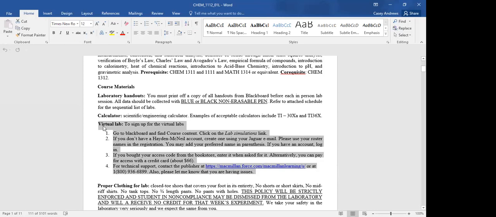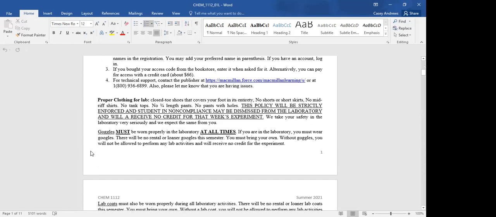But your first virtual lab that's done through an outside program, that's next week, Thursday. So make sure, today would be best, to go and click on the virtual lab link in Blackboard and try to sign up following these instructions. And I'll show you where that is found on Blackboard later today.